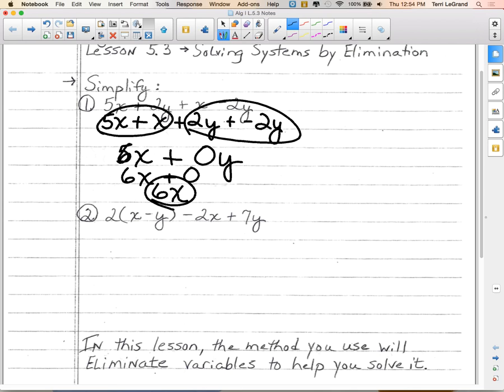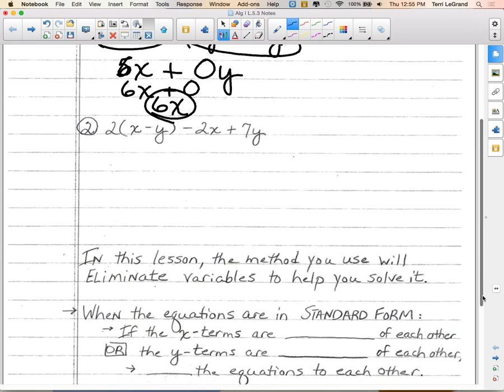So that expression should have really simplified down to 6x. 2 and negative 2 are opposites. When we add opposites, they become 0. So the y is eliminated. In number 2, you had to do some distributive property first. So after you do your distributive property, what does the expression read? 2x minus 2y. And then we have our minus 2x plus 7y.